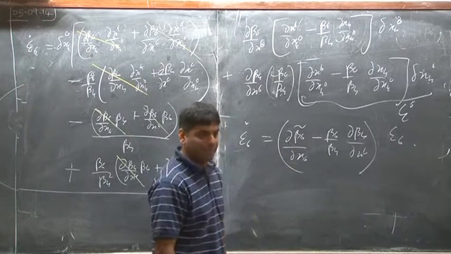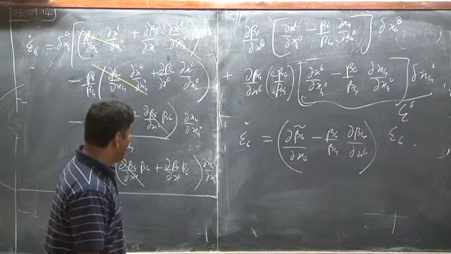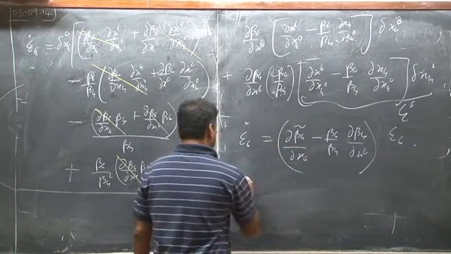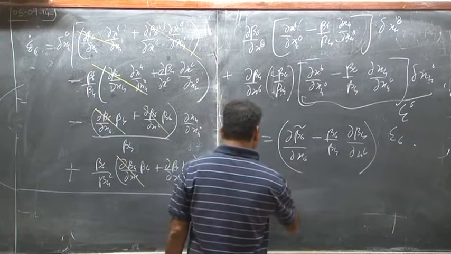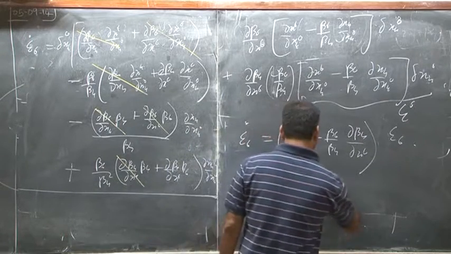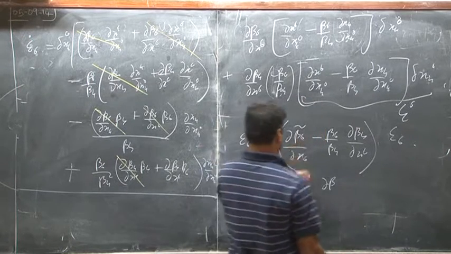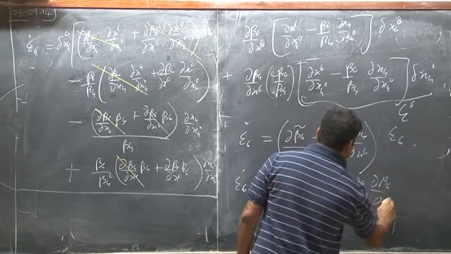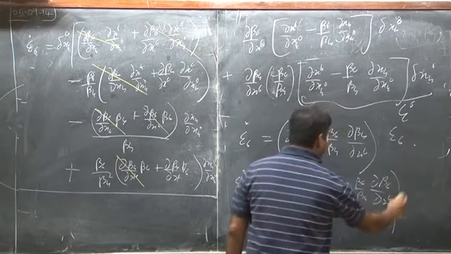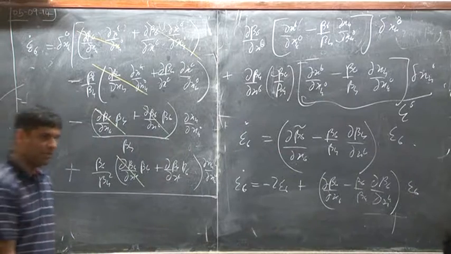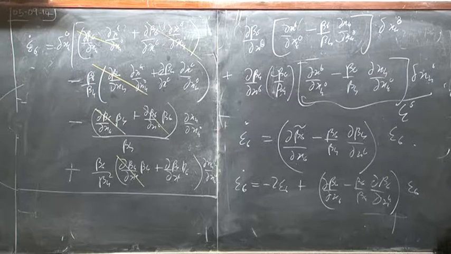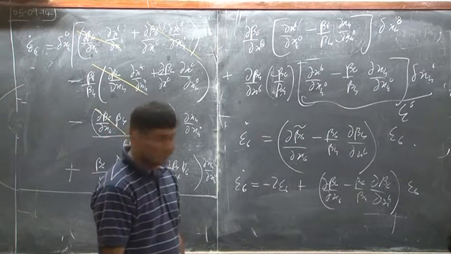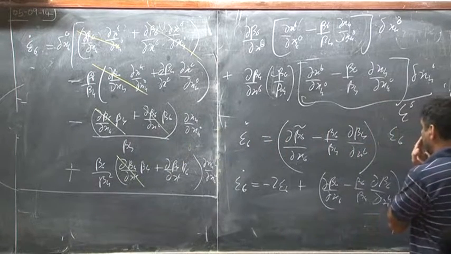Now, plugging in for what beta 6 tilde was, the term that was just minus 2, and then there was beta 6. So zeta 6 dot is equal to minus 2 zeta 6 plus del beta 6 by del x6 and beta 6 by beta 4, del beta 4. Okay. So now we can solve this problem by integration.